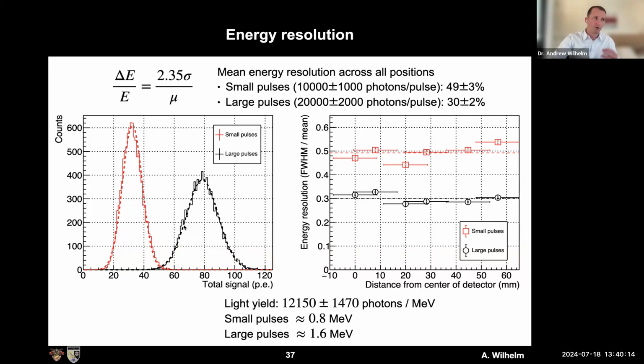Obviously, the more photons you inject, the better the statistics of detection, and the better the energy resolution. For small pulses of 10,000 photons per pulse, we had about a 49% energy resolution, and for large pulses, it was about 30%. So we expect that as we improve light collection efficiency, we'll continue to improve our energy resolution as well. But as I mentioned, we did find that the energy resolution was fairly independent of position in the detector, which was positive.